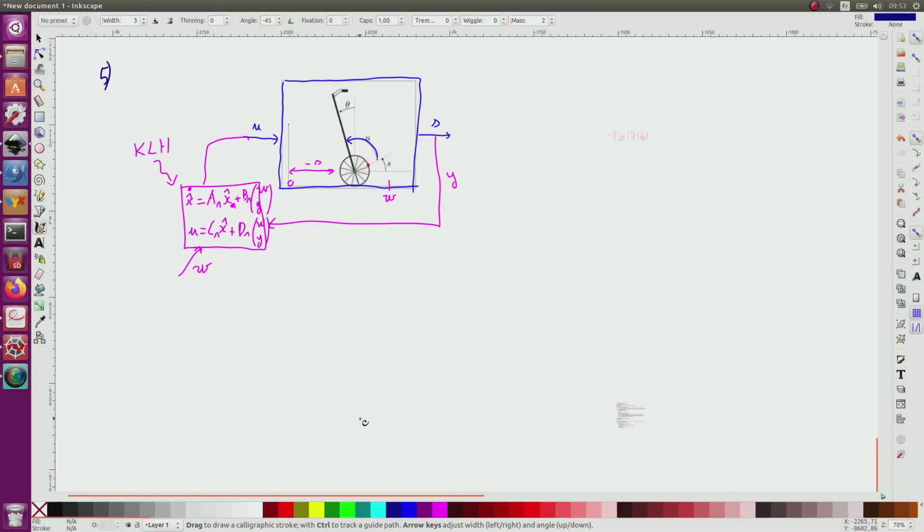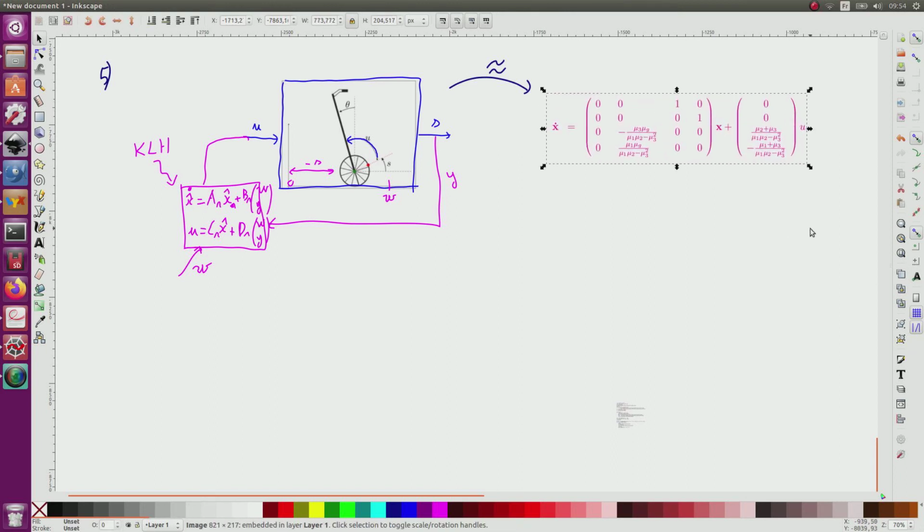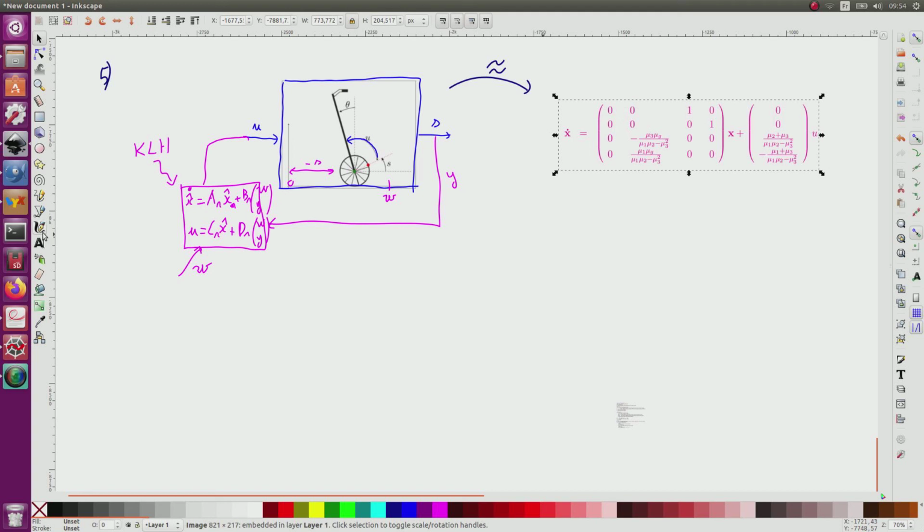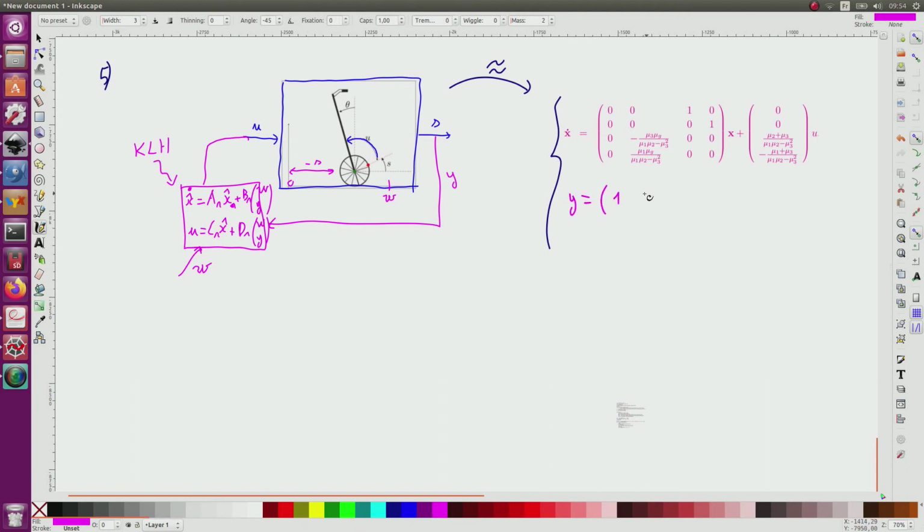Question number 5. We have a planar version of the segway, which is approximated around its unstable equilibrium position by its linear approximation. So the approximation is given by this, and I also have to add y equal to 1000 times x. So these two are equivalent. So here are the matrix A, the matrix B, and the matrix C.